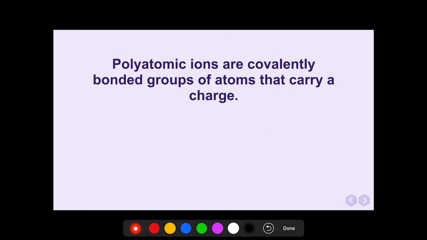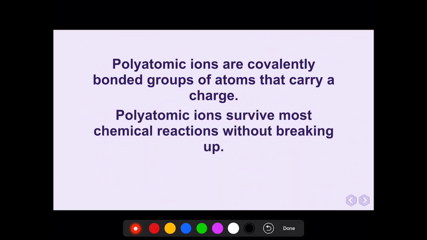Okay, polyatomic ions are covalently bonded groups of atoms that carry charges. So you can have a polyatomic ion. Poly means many, so their charges are going to change and be different. And we're going to talk about this extensively in just a couple of examples later in this chapter.